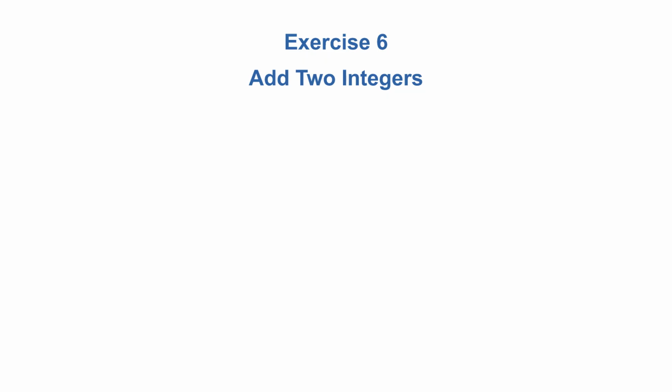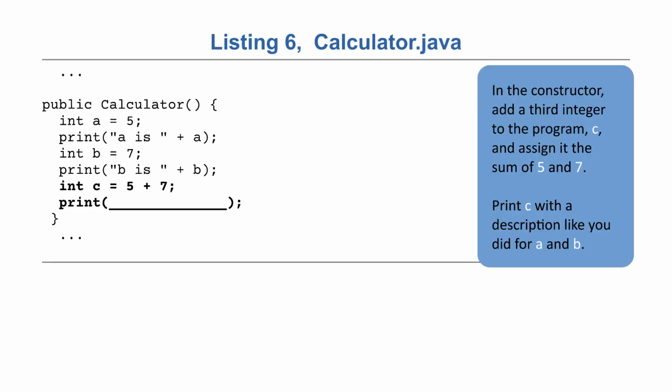Between strings, a plus sign joins the strings. Between numbers, a plus sign adds the numbers together. Exercise 6. Add 2 integers. In the constructor, add a third integer to the program, c, and assign it the sum of 5 and 7. Then print c with a description like you did for a and b. Run it. What happened? It should have printed a is 5, b is 7, c is 12.